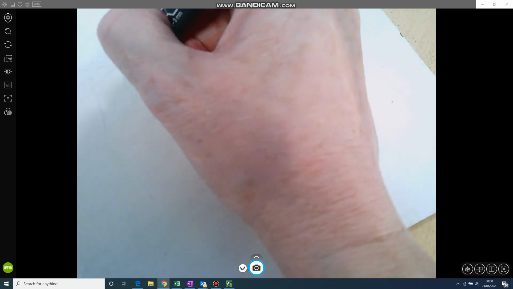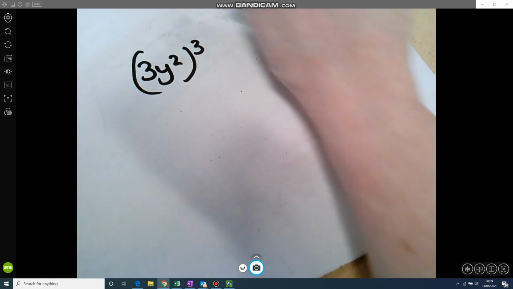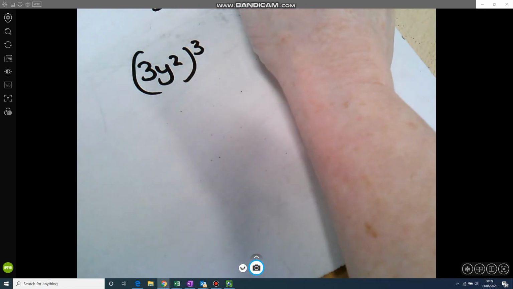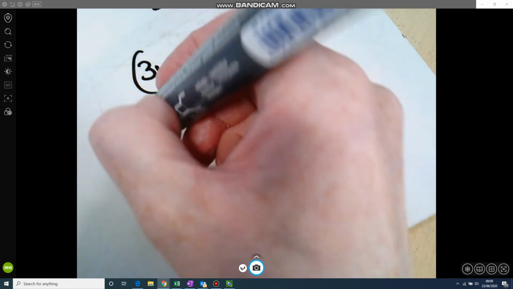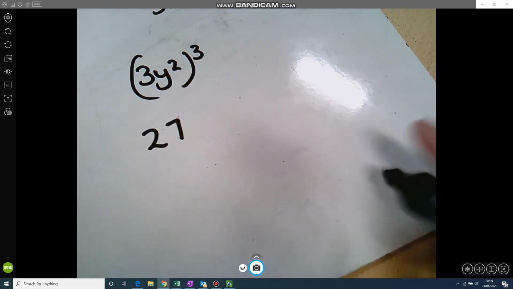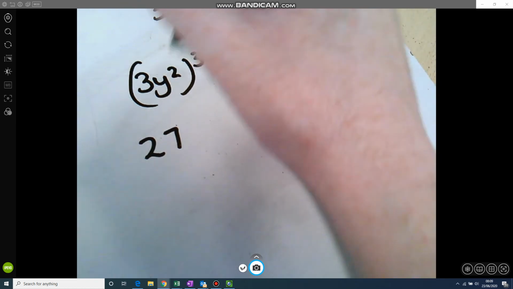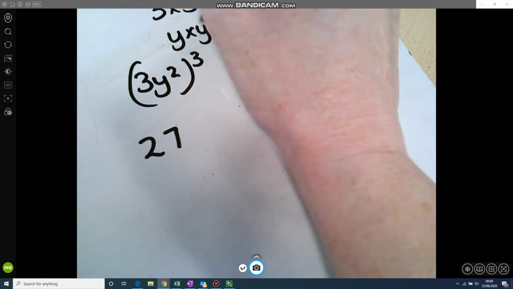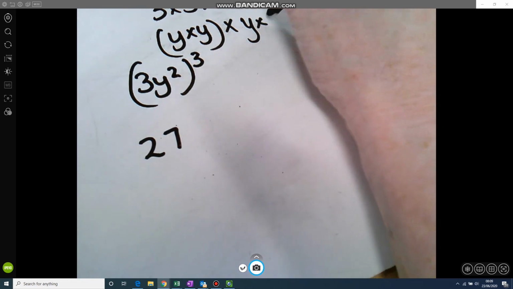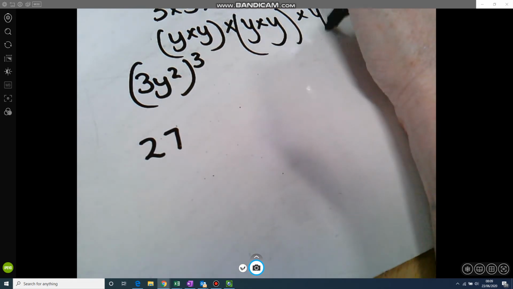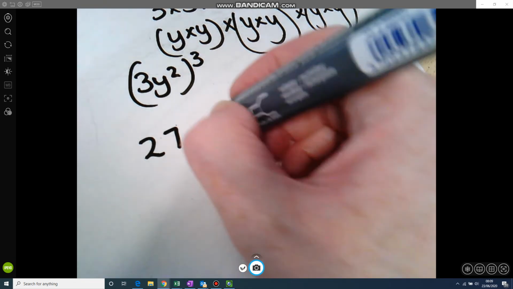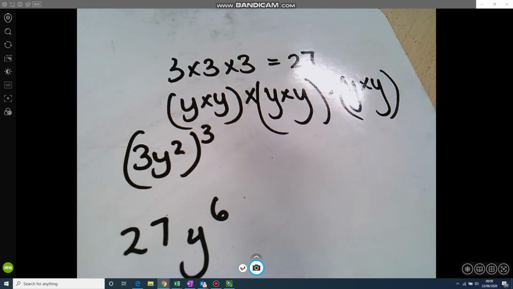Next one follows the same rules as one we've done before, so we have 3y squared all cubed. 3 times 3 times 3 equals 27, so we expand that to 27. Y squared to the power 3 is going to be y times y times y times y times y times y, which equals y to the power 6, which, following our rules of before, 2 times 3 equals 6.